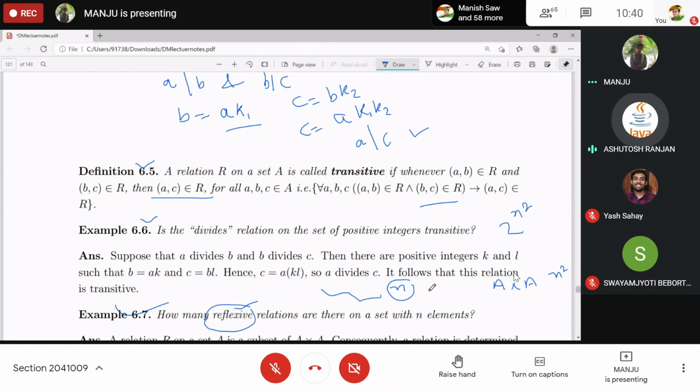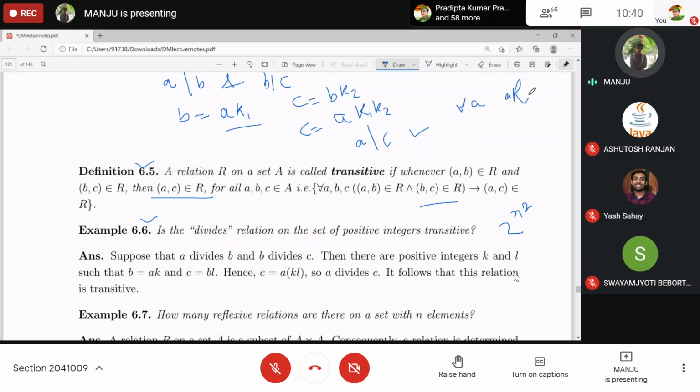I have a doubt, ma'am. Tell me. Ma'am, in reflexive, all the elements should have a pair, like if a set has 1 and 2, then 1 comma 1 and 2 comma 2 should be there. Yes, that is for all A, A is related to A. That is the reflexivity.